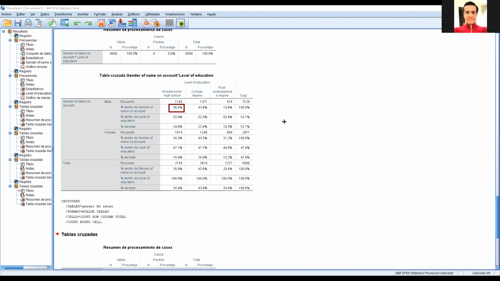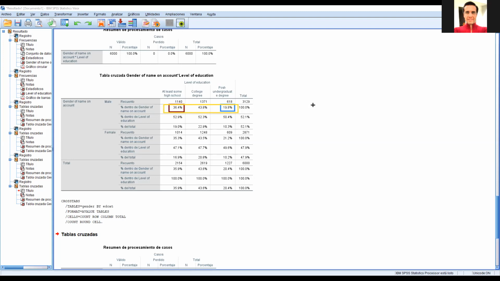Who can tell me which is the percentage of males that have an undergraduate degree? 19.8. Exactly, perfect. Now, what happens if you add all of these three numbers? You get 100%. Do you see it? So now we have divided the males by their education, okay?